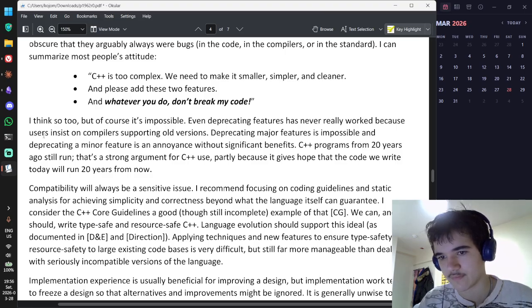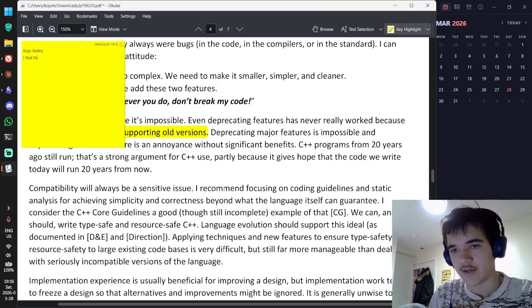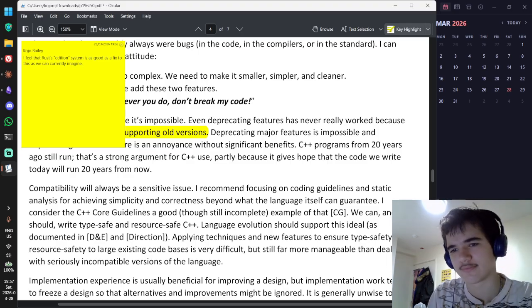Yeah, I feel that Rust's edition system is as good a fix to this as we can currently imagine. And I wonder what Bjarne thinks about that.